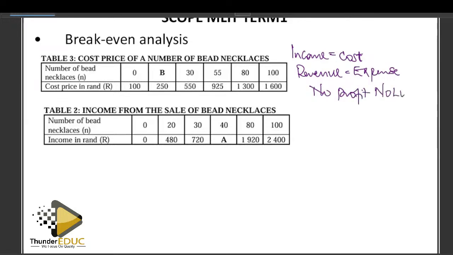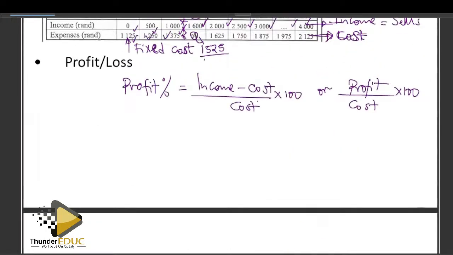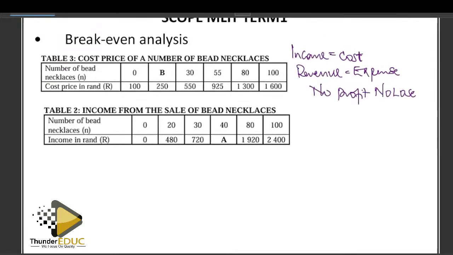No loss, no profit. That is the break-even point. That's what I want you to remember. This is what happens: you put in, let's say, 1,500, and you get 1,500. You've not made any profit.